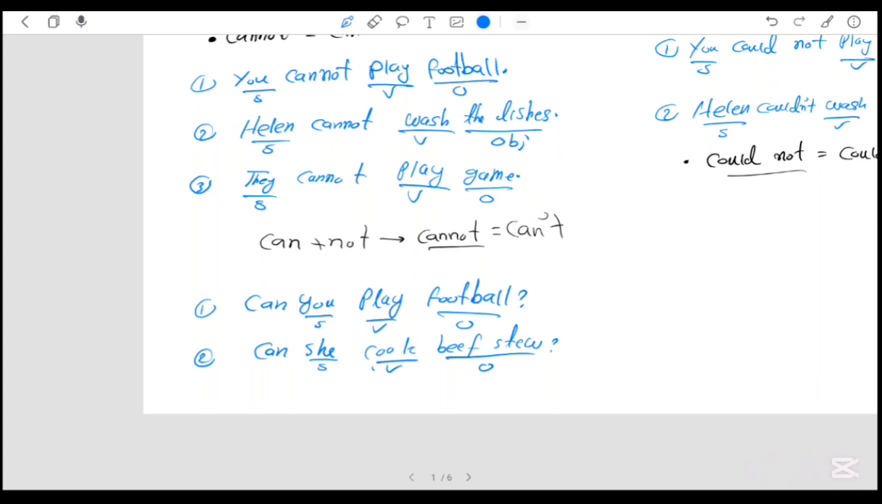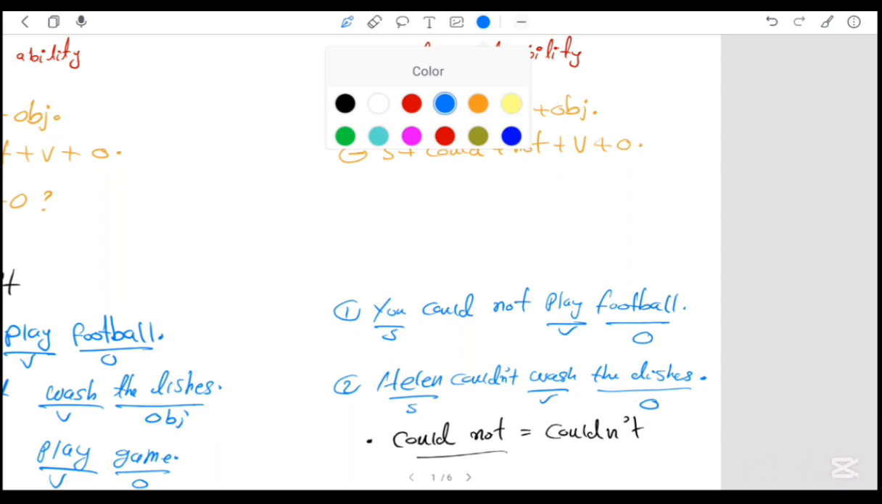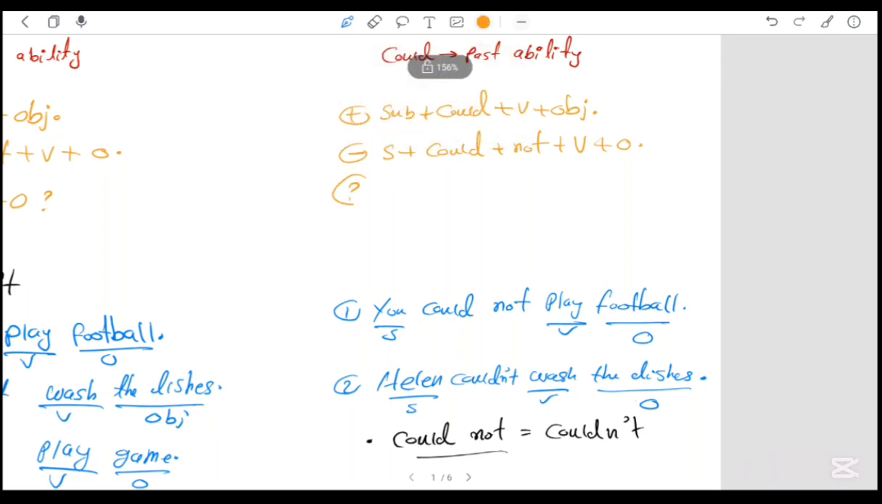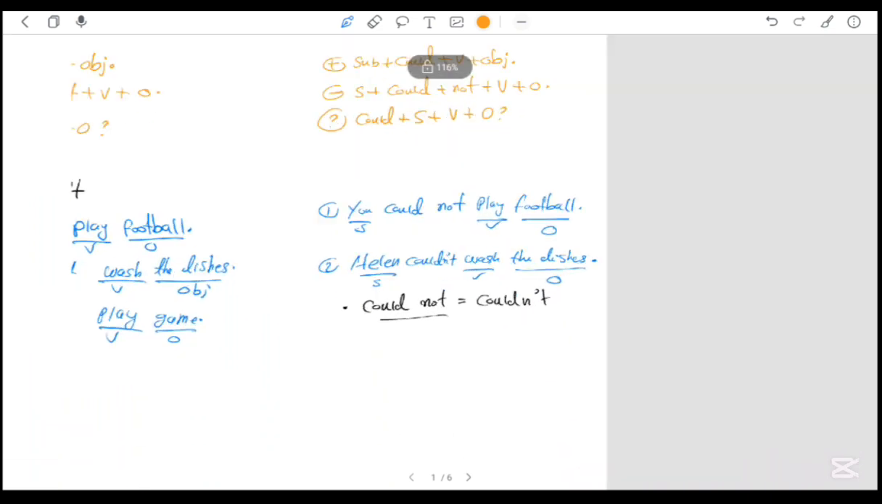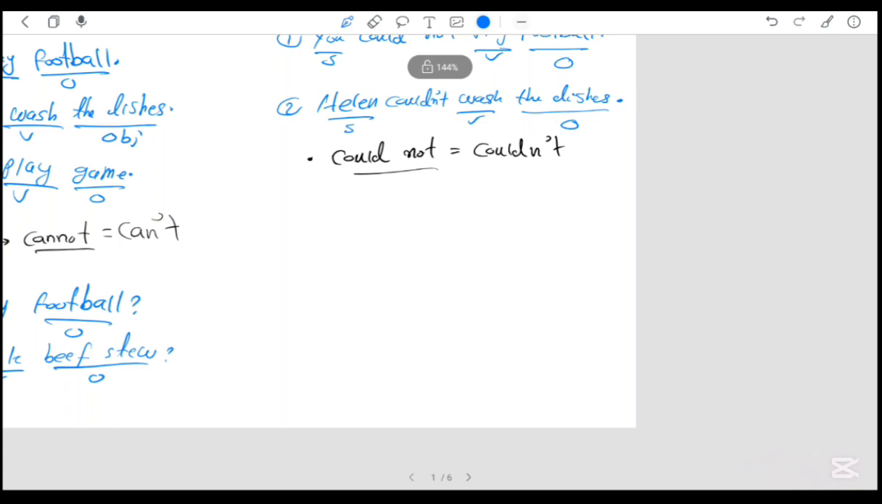Okay, so you see that in a question we just bring can at the beginning of the sentence. The same is true for could. Writing a question with could, we just bring could at the beginning of the sentence. Like here we have could, then subject, then a verb, then object, and a question mark at the end. Just let me write a sentence.